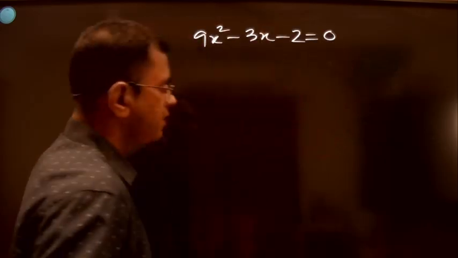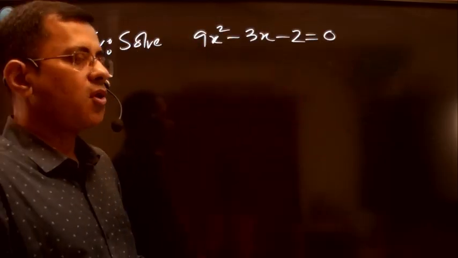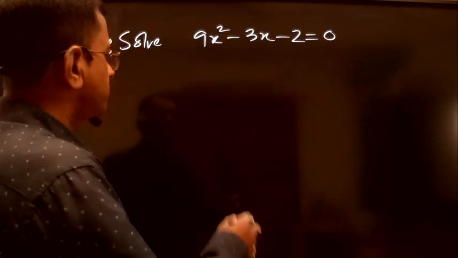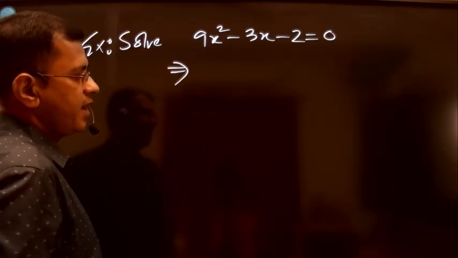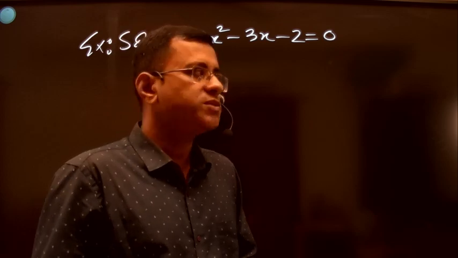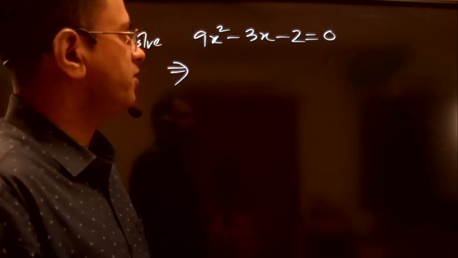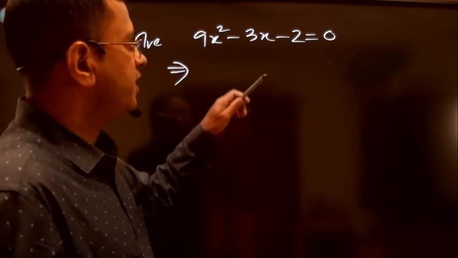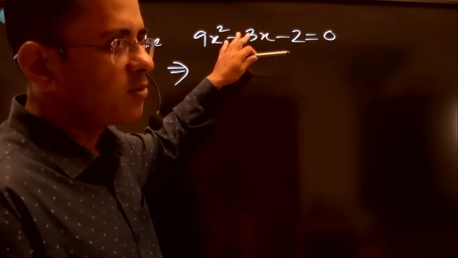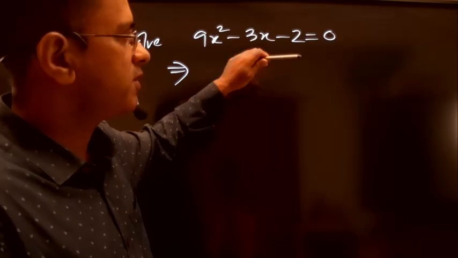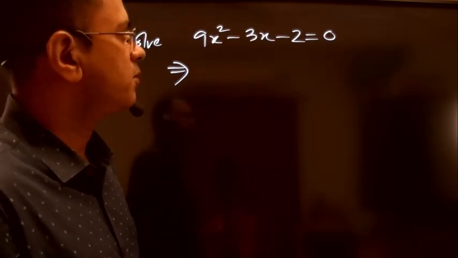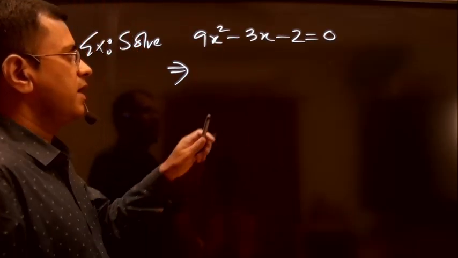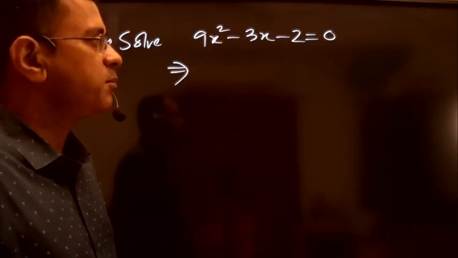This is the factorization you already know. There are different types of algebraic identities we use to factorize a polynomial. Here, this is a trinomial. This is a quadratic polynomial on the left hand side. So let us factorize this by using middle term splitting.